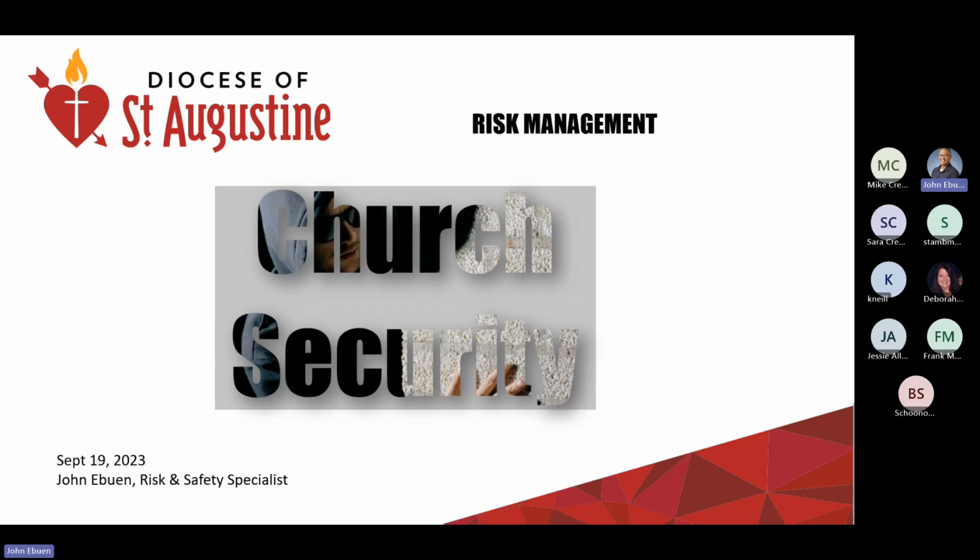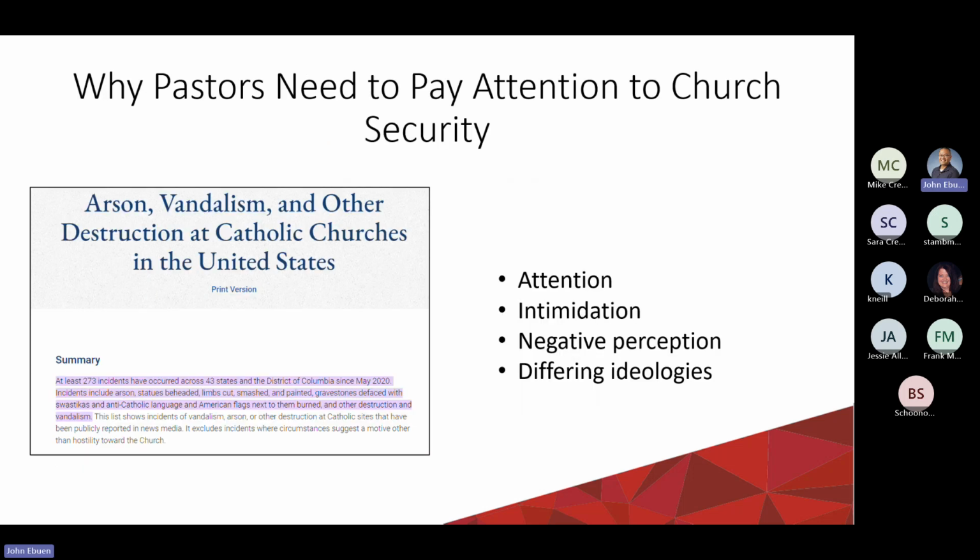So let's first talk about why we need to be concerned about security. The USCCB compiled a list of 273 incidents against Catholic churches across 43 states since May of 2020. These are not FBI statistics. These are just cases that were reported on the news that we know of, so the number may actually be higher based on more accurate data.